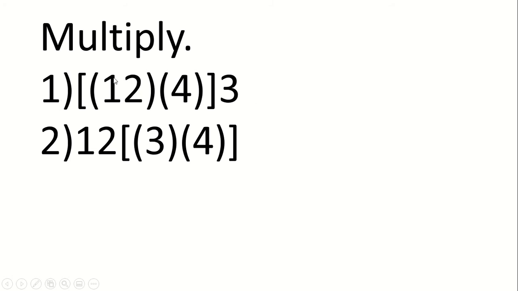But what if instead of multiplying first 12 times 4, we multiply 3 times 4 first and then multiply it with 12? So let's try. 3 times 4 is 12. But 12 times 12 is also 144. So if you notice, the result is the same, whether we multiply first 12 times 4 or 3 times 4 first.